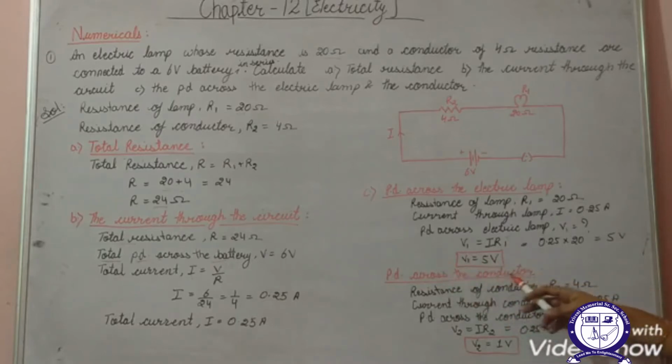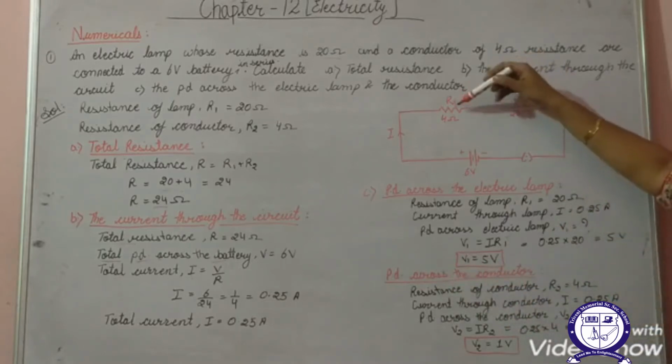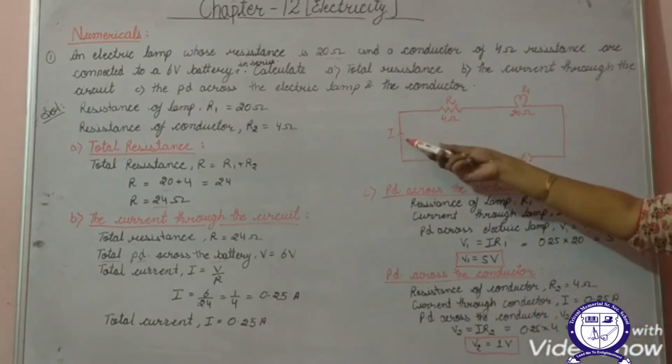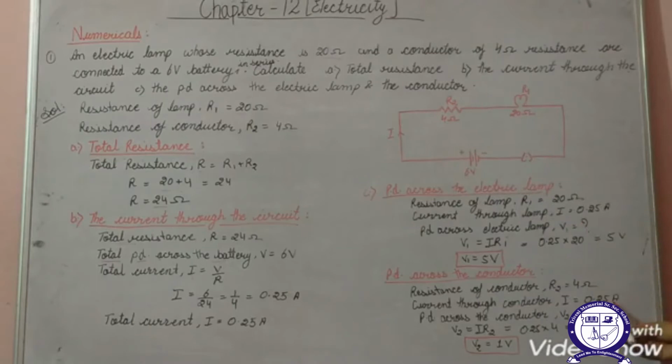Next is the potential difference across the conductor. The resistance of the conductor is 4 ohm. Current through the conductor is also equal to the total current, that is 0.25 ampere. So potential difference across the conductor is given by V2 equals I into R2. On substituting the values and solving, you will get your answer to be 1 volt.